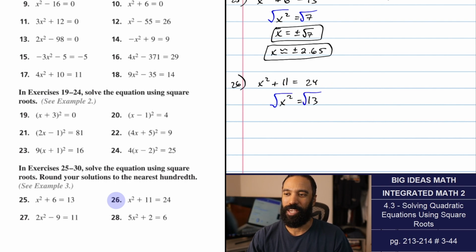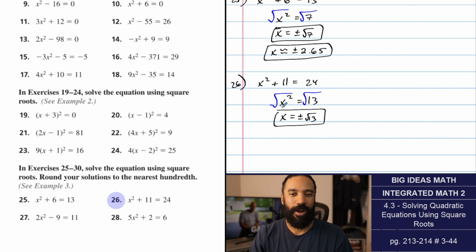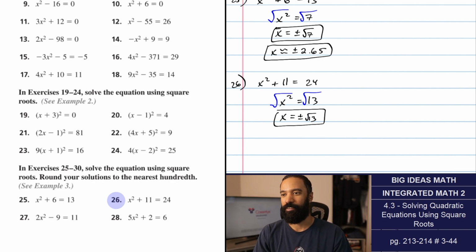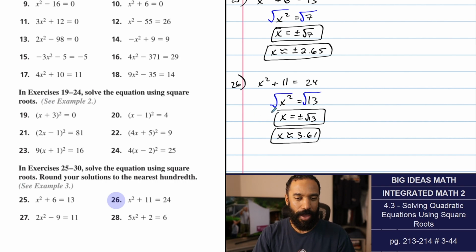We take the square root of both sides, and we will get x equals plus or minus the square root of 13 as an exact answer. An approximated one, just take my word for it. I'm going to do it on the calculator. And I'm getting 3.60555. So about 3.61. Rounded.